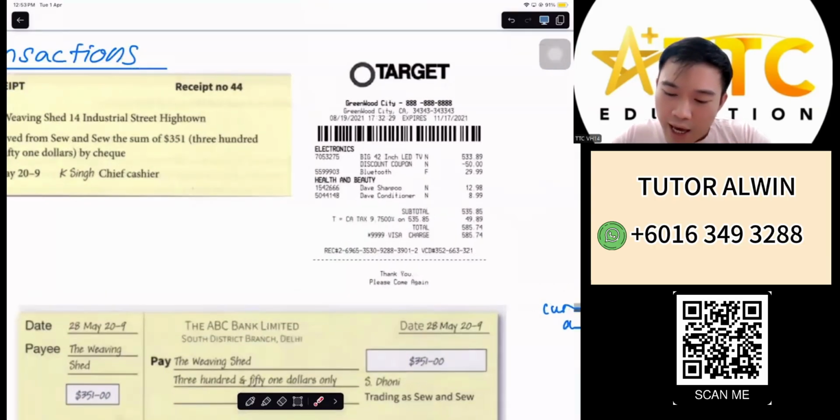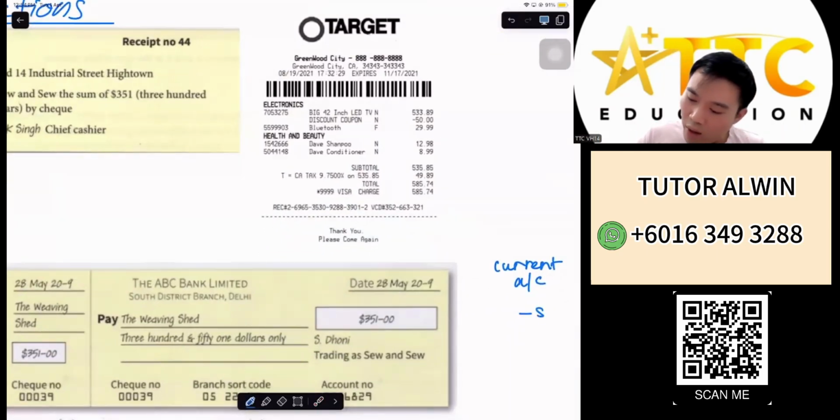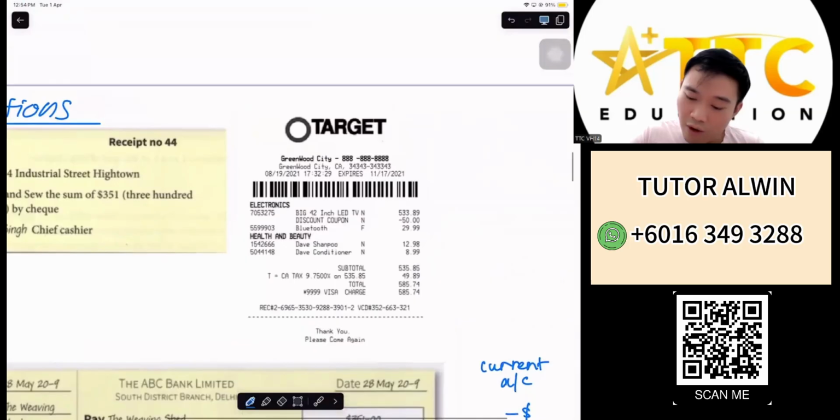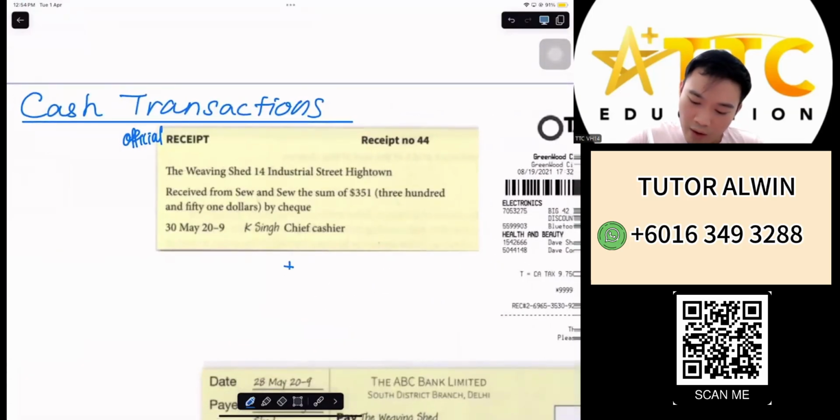Now, we have a cash register till receipt. So this is also another kind of receipt. When you buy something from 7-Eleven, or in this case here, Target, you buy something worth $35.85, and this is the receipt that you get, and also a payment done. So a check normally is money going out. A receipt from the supermarket is also money going out. And a receipt really depends. It can be money coming in or money going out, depending on whose point of view you are looking at.